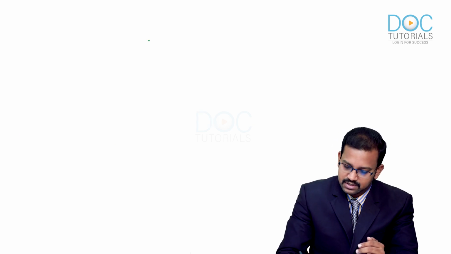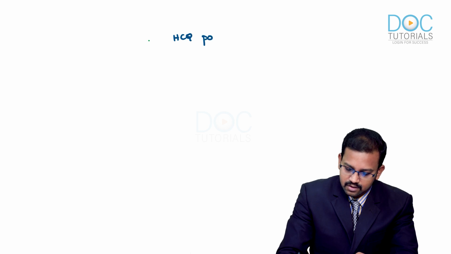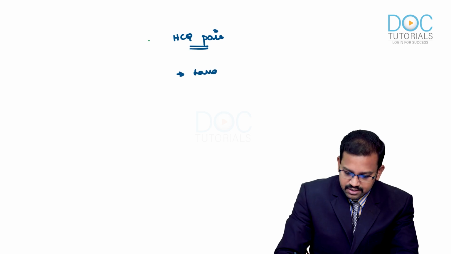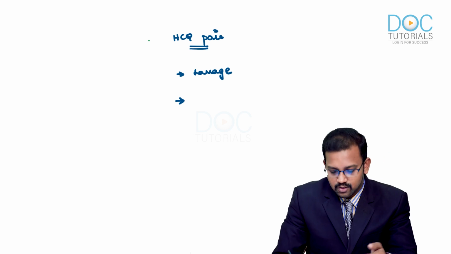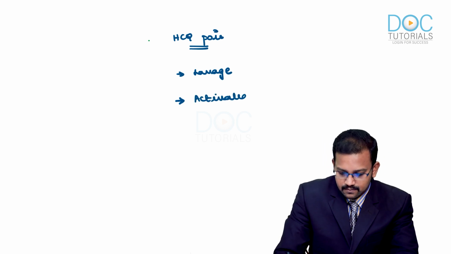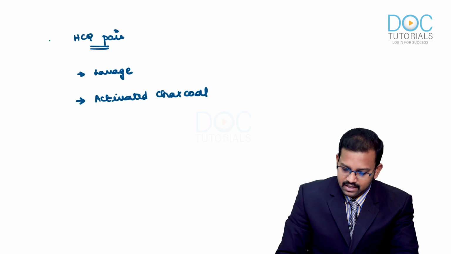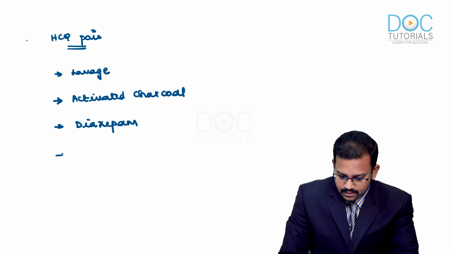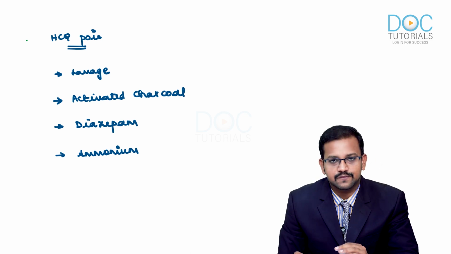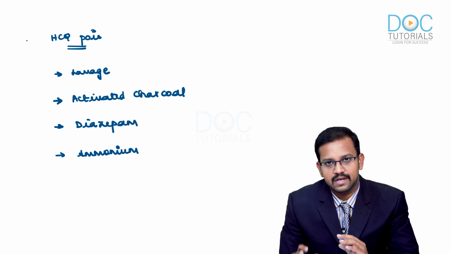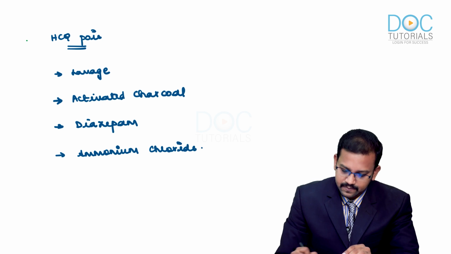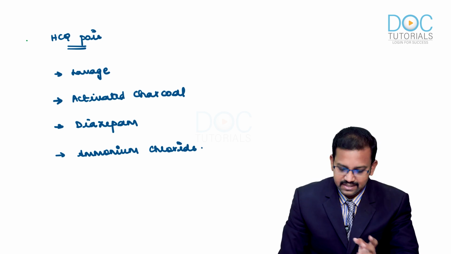As far as HCQ poisoning is concerned, the first thing, we have to opt for a gastric lavage. We can use activated charcoal. We can use diazepam and ammonium chloride. We don't have a specific drug of choice for the treatment of HCQ poisoning. It is purely based on symptomatic management. Ammonium chloride, what are the different uses of it? How are we going to proceed with that?